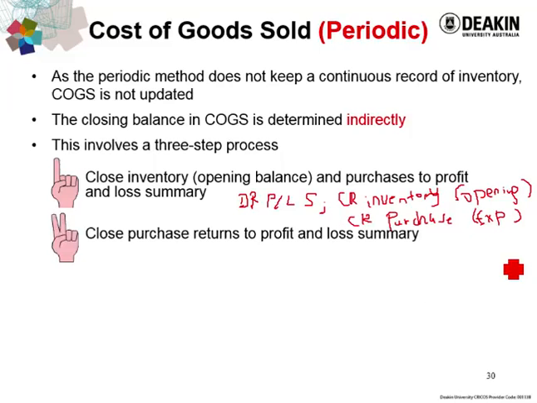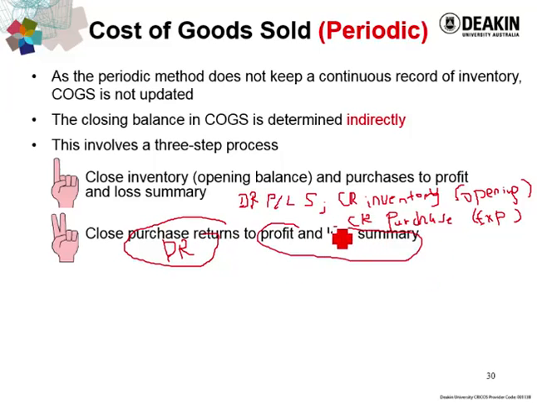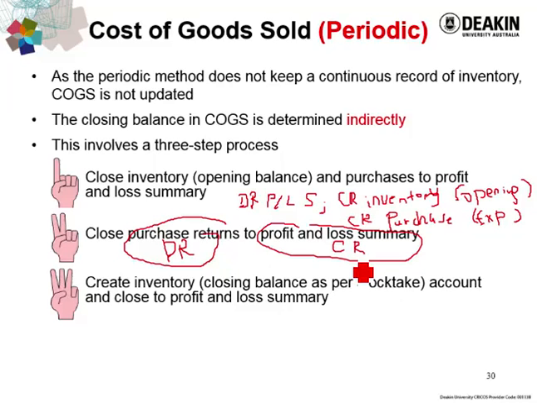Then, we will close purchase returns and allowances to P&L summary. So in other words, we would debit purchase returns and allowances because it is a contra expense account, and we will credit P&L summary. Third, we create closing inventory as per stock take. So meaning using the stock take figure, we will debit inventory account. And we will credit P&L summary. So that's how you actually determine the cost of goods sold under the periodic method.